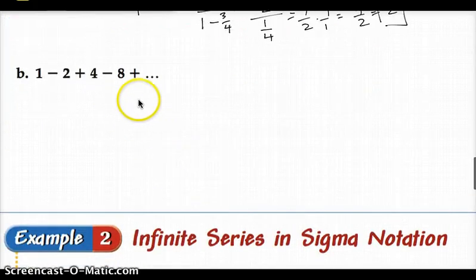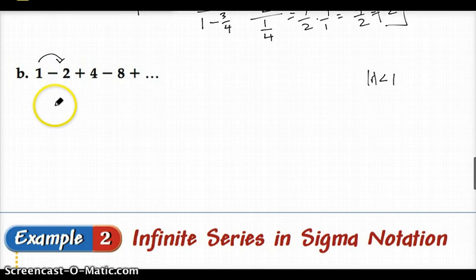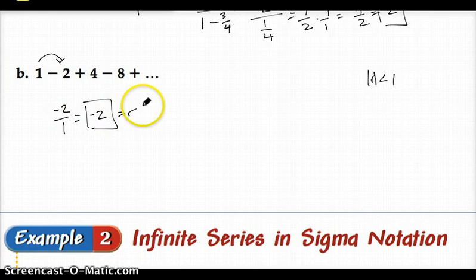Checking on part B here, we're going to do the same thing. Remember, we need the absolute value of r to be less than 1. So let's check out what r is. How do I get from here to here? What am I multiplying? I'm going to take my -2 divided by 1, and what I get is -2. And so our value is equal to -2.